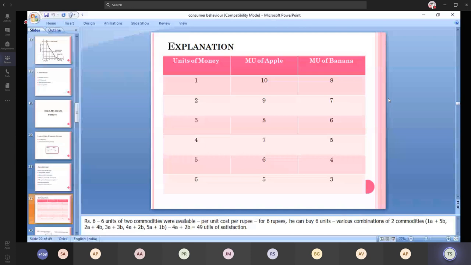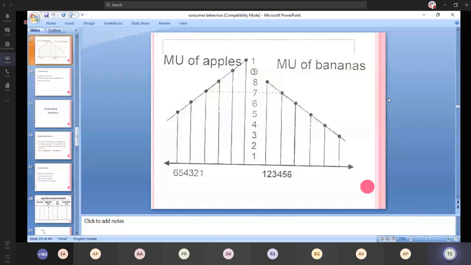Because on this particular combination only, the total satisfaction is the maximum. Out of the combinations, he chooses this particular one because it gives him the maximum level of satisfaction. Is it clear, guys? Yes, ma'am. Okay, just a minute.